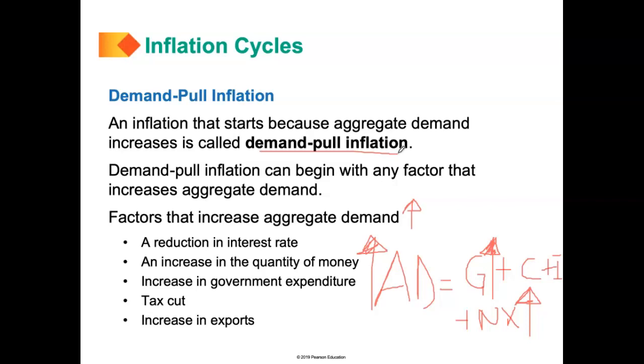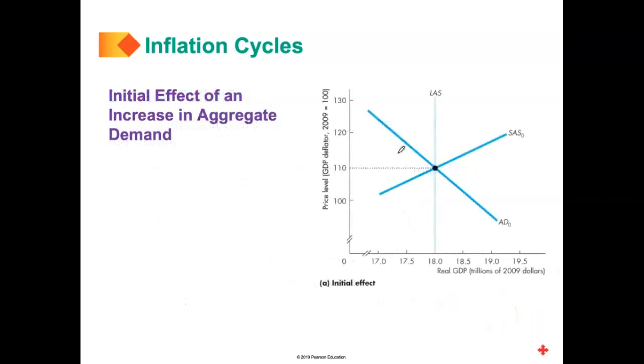Now let me show you how this works. We have the price level on our y-axis and real GDP on our x-axis. Aggregate demand shows you the relationship between the price level and the quantity of real GDP demanded, and it is downward sloping, meaning that as the price level increases, the quantity of real GDP demanded decreases.